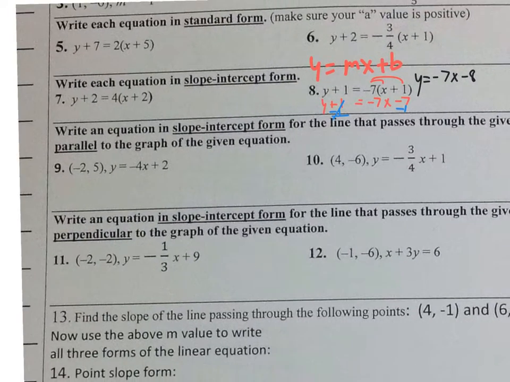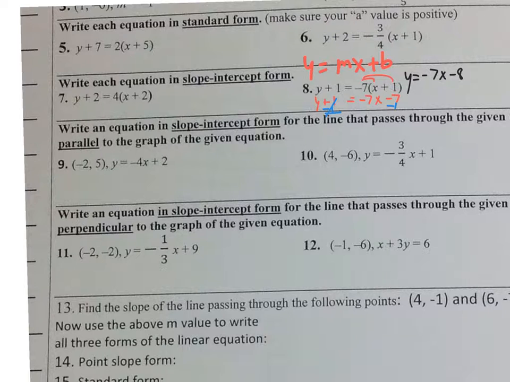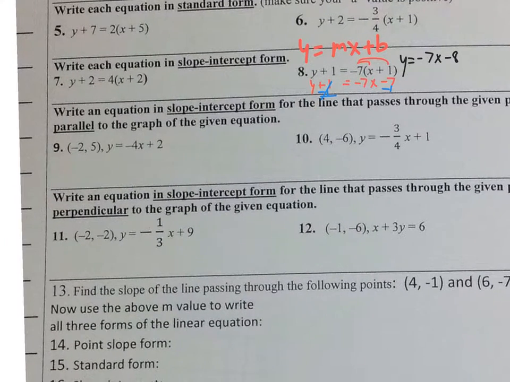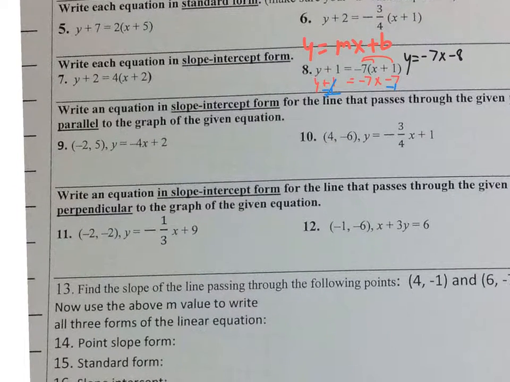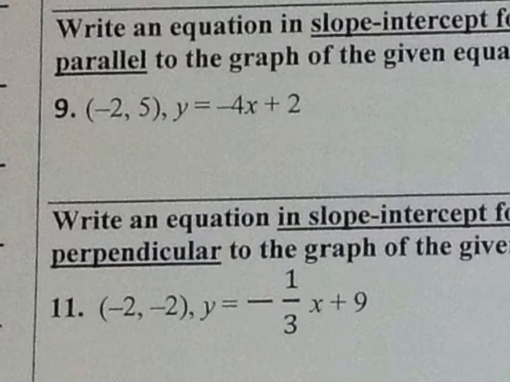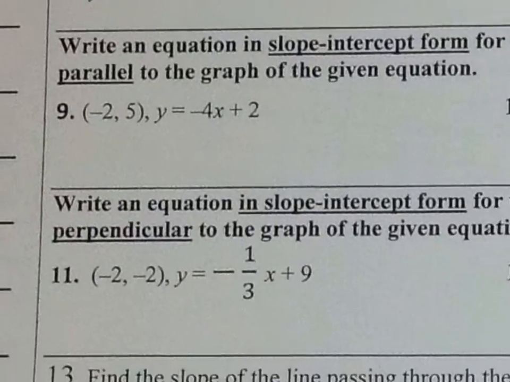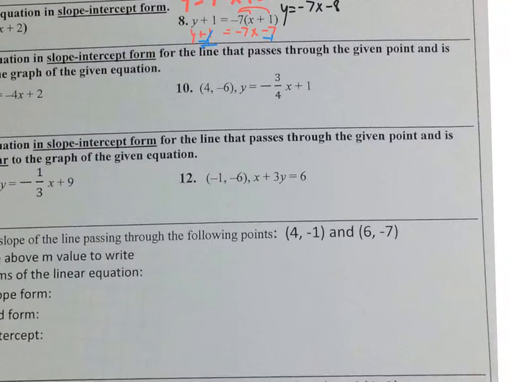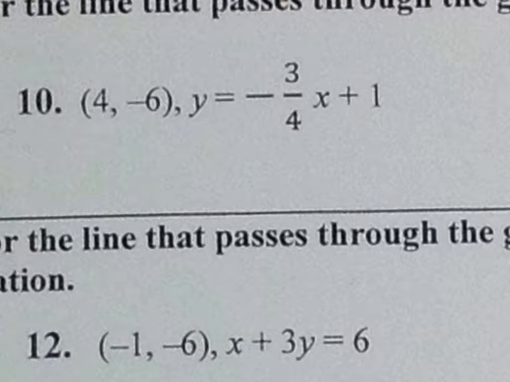So this next one, it says write an equation in slope-intercept form. Again, y equals mx plus b. But they tell you that it passes through a given point and is parallel to the graph of the given equation. Okay? So they give you a point and they give you a line that's parallel. You guys want to do 9 or 10? Pick one. 10, okay. So they give you a point, and what is a point really? It's an x value and a y value.